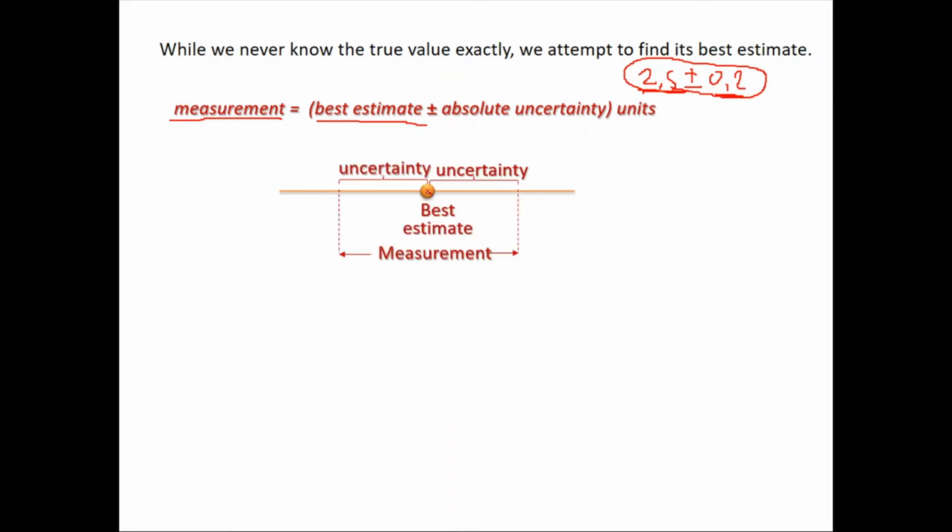The best estimate of your measurement is at this point. But since it includes some uncertainty, the true value is between this level and this level. The true value is somewhere here, and this is your measurement, and it includes some uncertainty. So we are going to express our measurement like this, for example, 2.5 plus or minus 0.2. In this case, this distance will be 0.2, and here also 0.2.